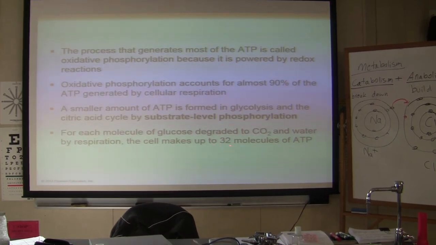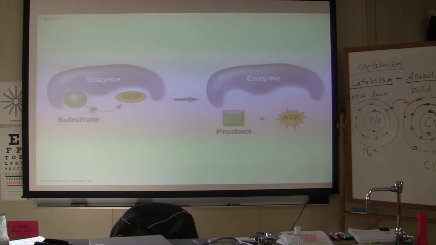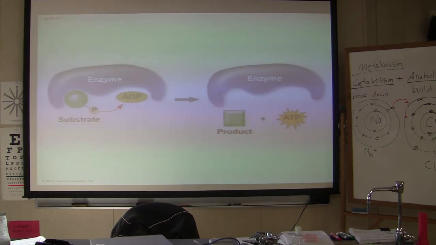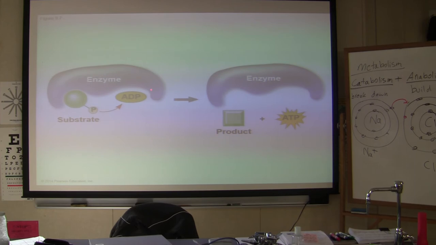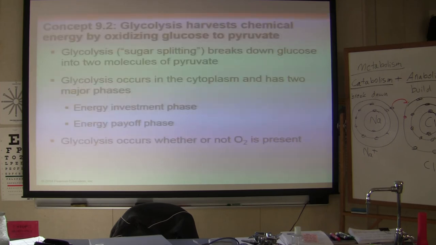The cell makes up to 32 ATP, which I will talk about. Okay, you all know this. I don't have to go over it anymore. Substrate with phosphate plus ADP gives you ATP and the product plus the enzyme.